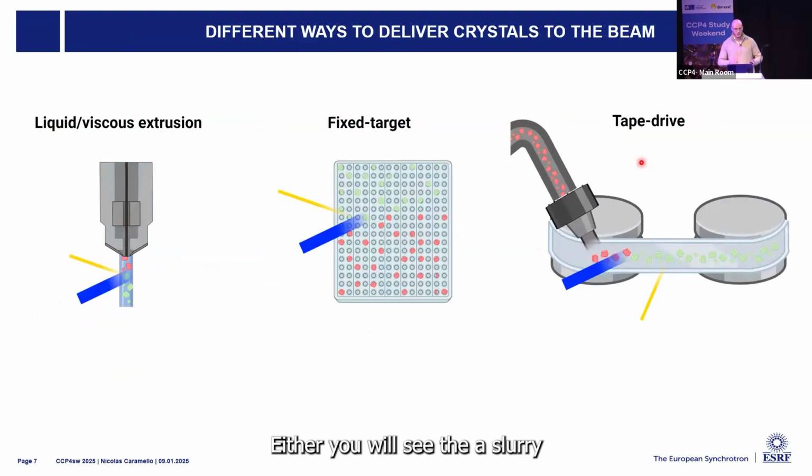Either you feed a slurry of crystals, viscous or liquid, in front of the X-ray beam and initiate the reaction in there and then shoot it with the X-ray beam, or you lay the crystal on a chip, move the chip in front of the beam and activate it ahead of the X-ray interaction point. And finally, there's a composite method that is often referred to as tape drive, where you lay your crystals on a moving surface that moves towards the beam.